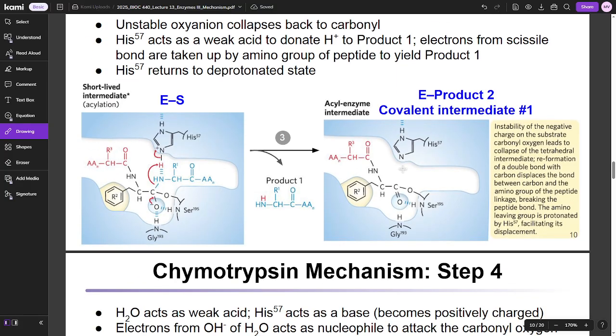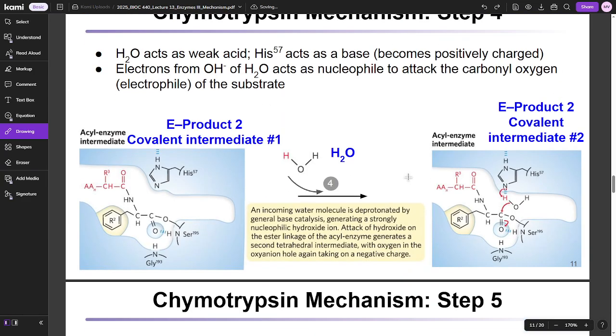Well, let's think about what has to happen. This massive protein group needs to leave, and this serine has to get its H back. So basically, this serine has to leave. Well, how do we do that? We just add water. So if we add water, what does the water do?